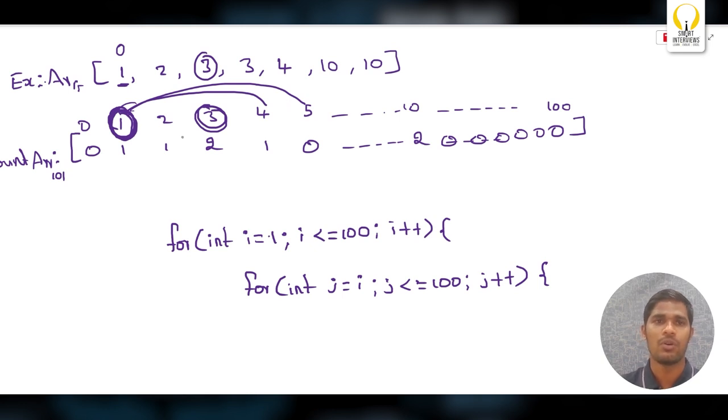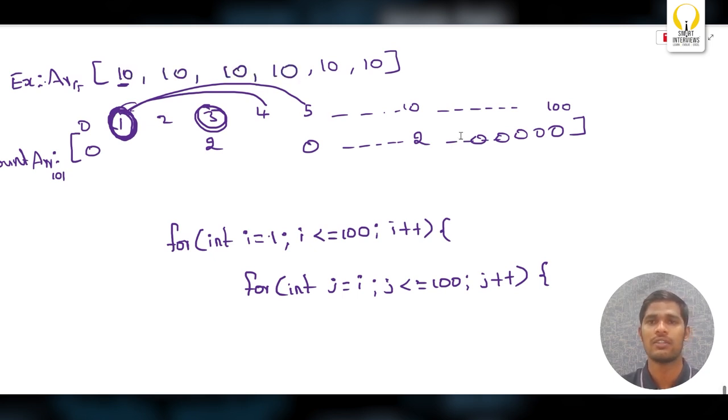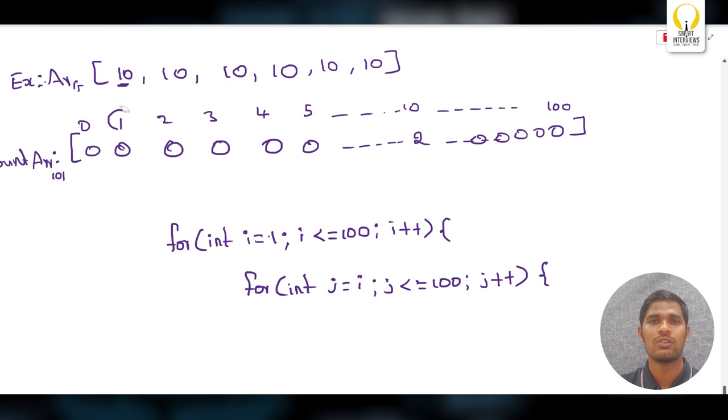But what if I have only tens in the array? I have only tens. So all my other frequencies will be 0. So you'll have 10 repeating for 6 times. Now, how many valid pairs can we generate here?